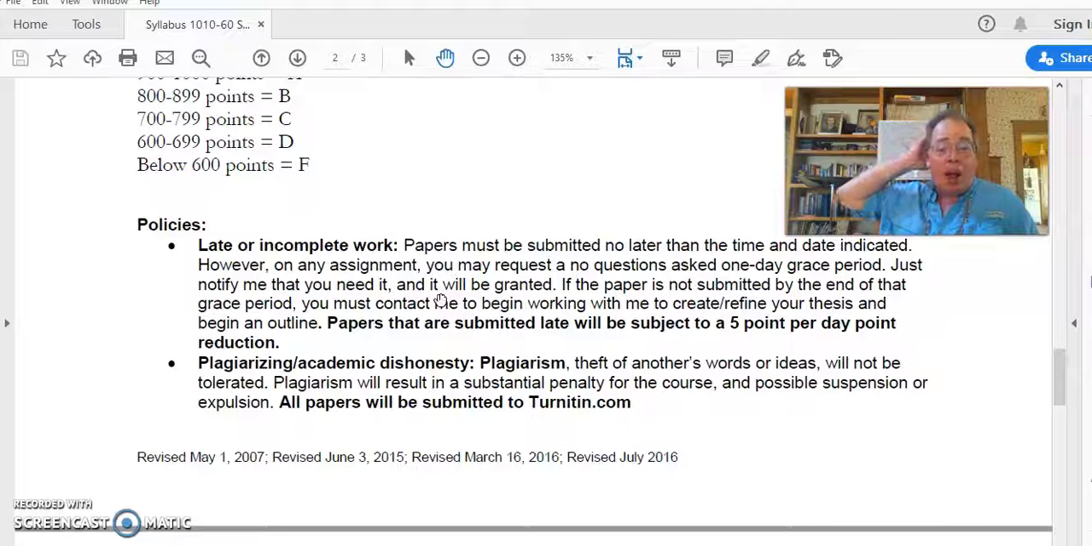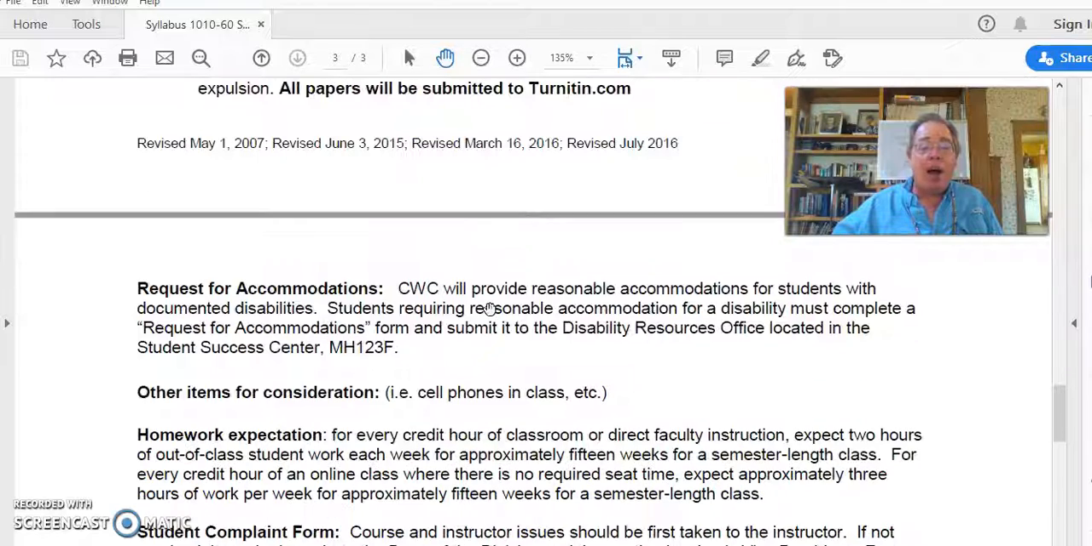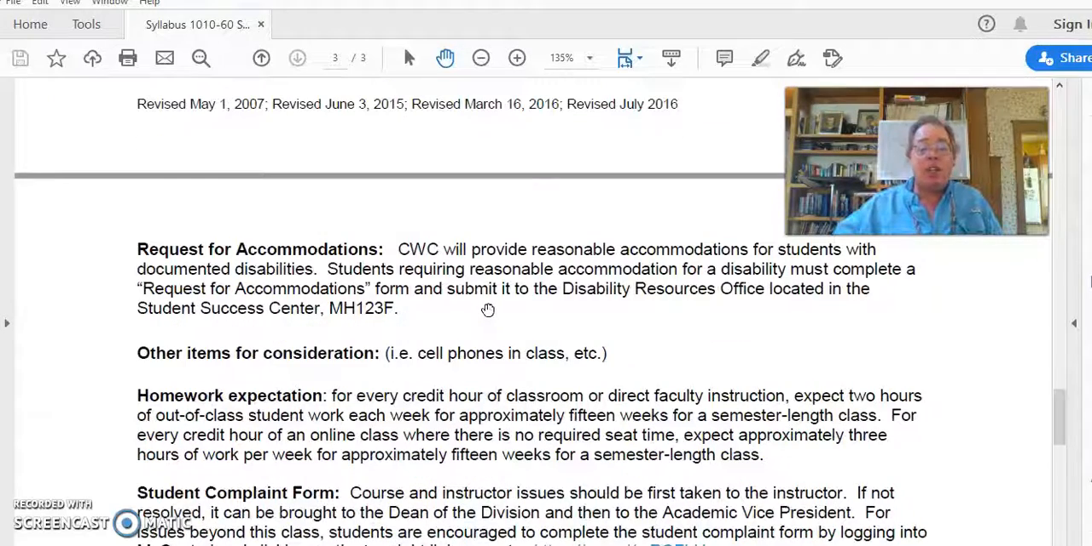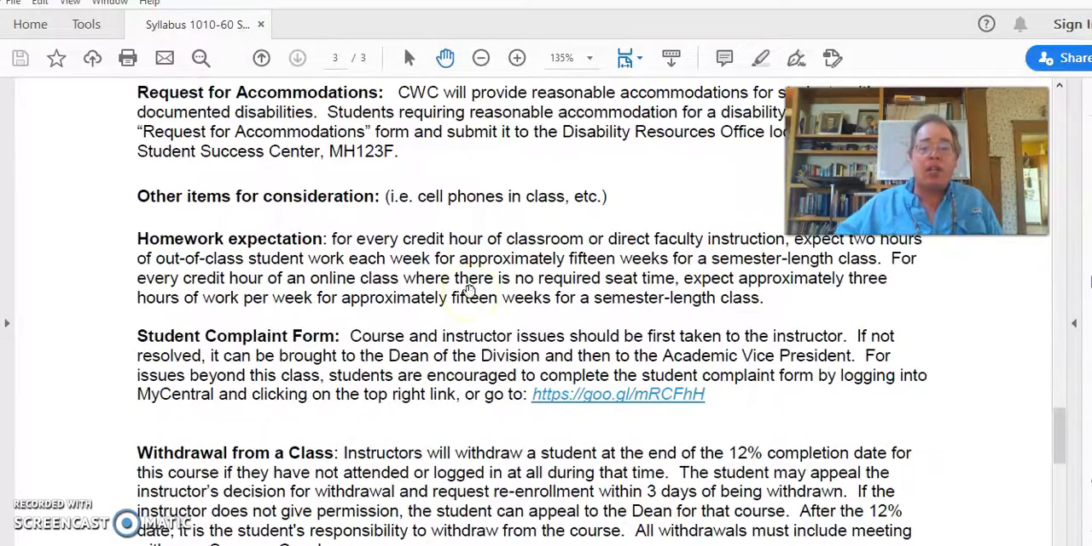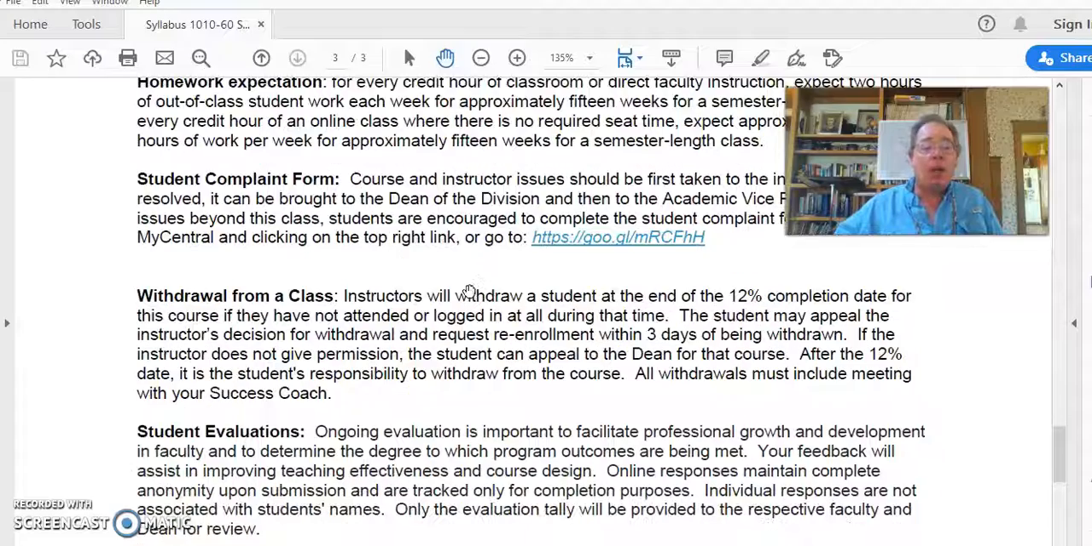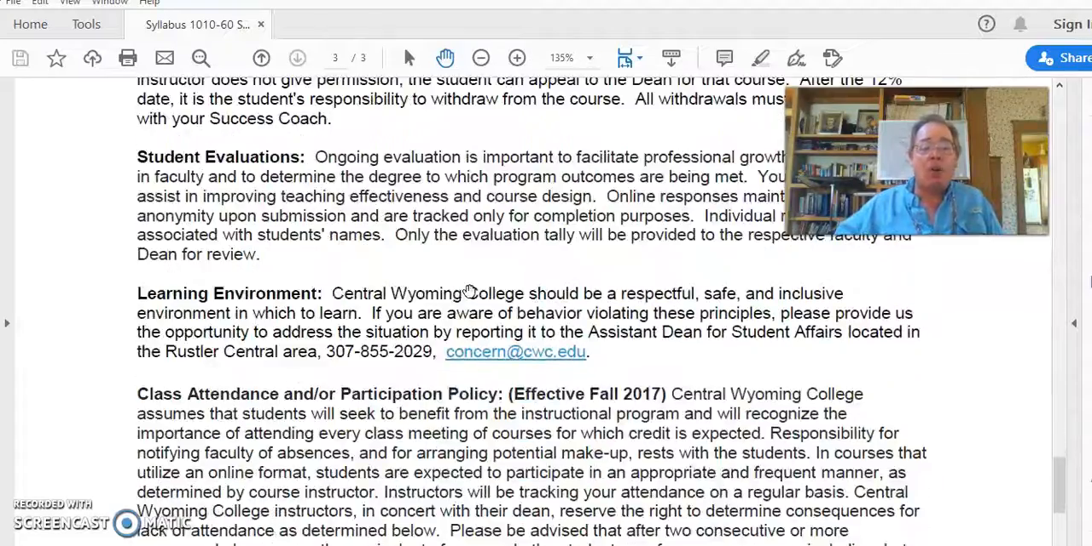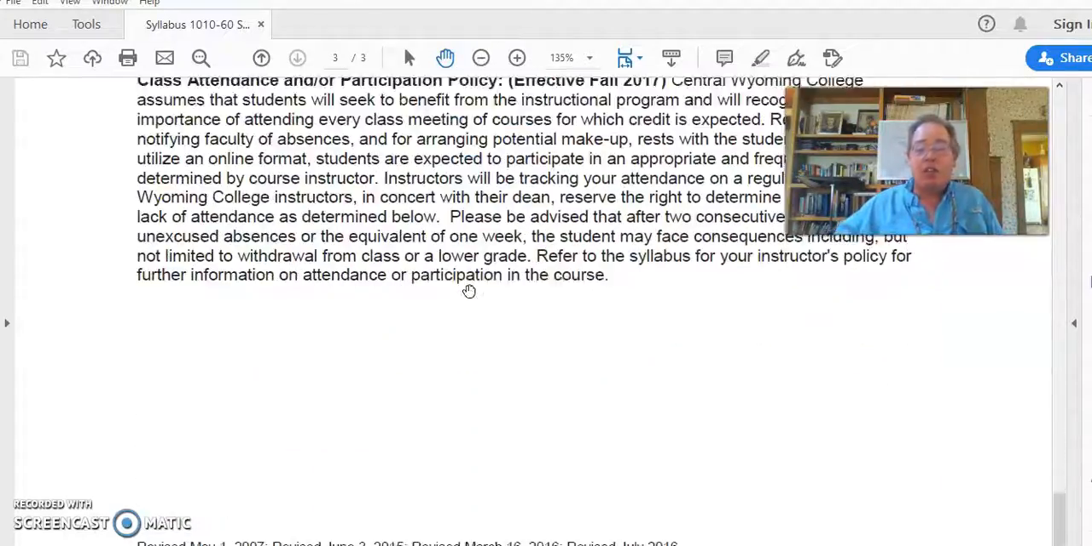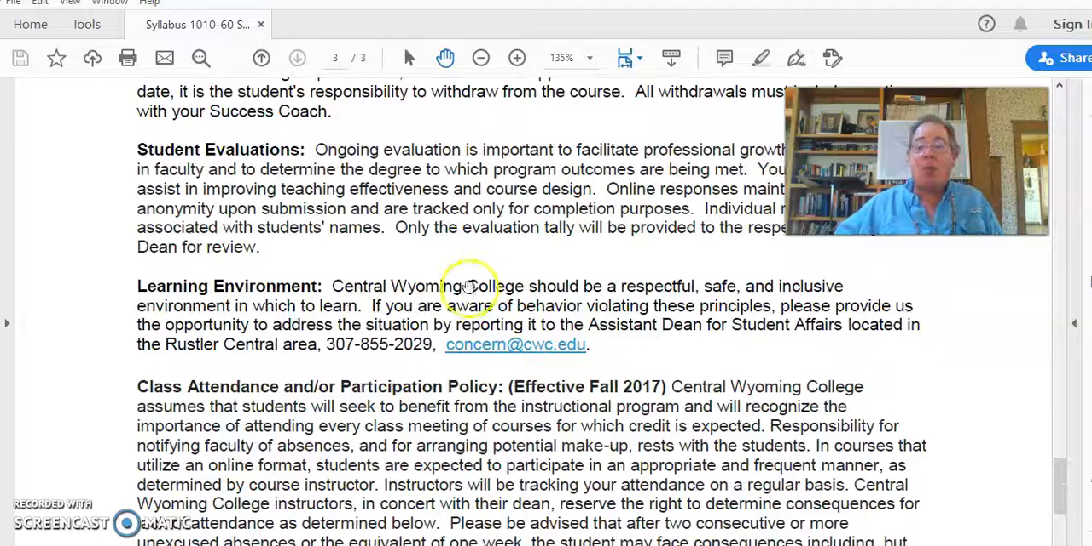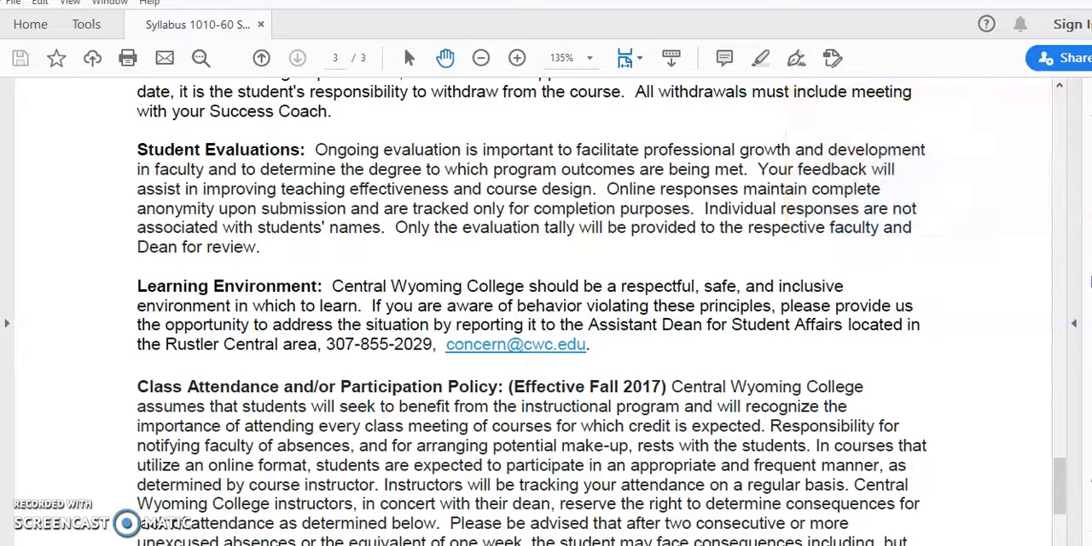We can't plagiarize. I use Turnitin.com, and that is a plagiarism detection service, as well as a place to do grades and give feedback. If you have a disability and you need accommodations, there's a process here. Here's some homework expectations, withdrawing from the course. Like I said, a lot of this stuff you can read through on your own. I just wanted to hit the highlights for you.